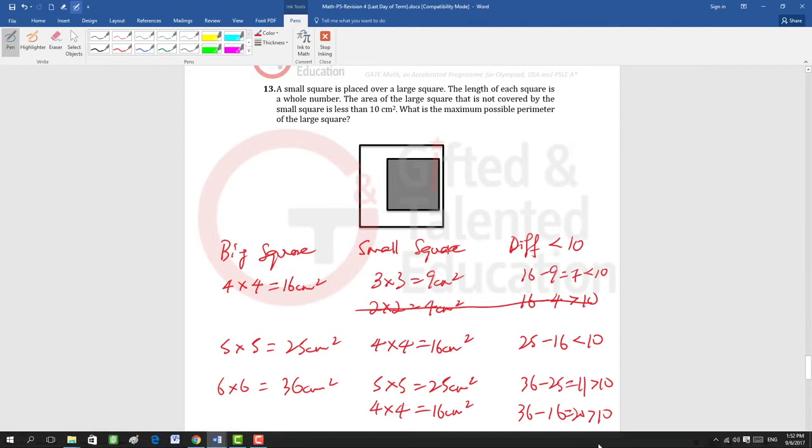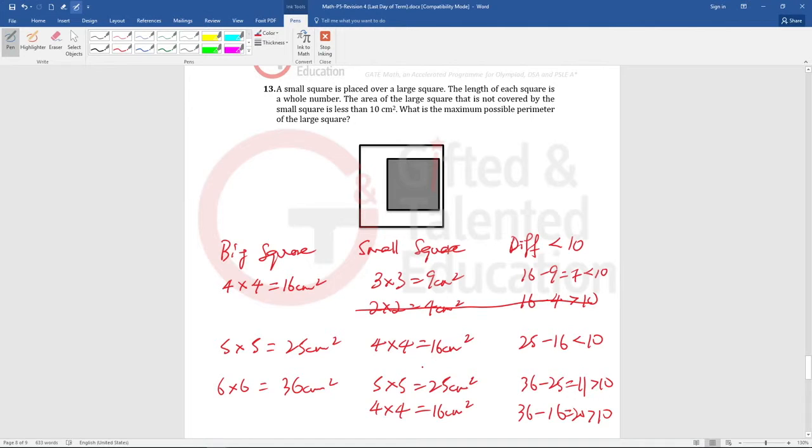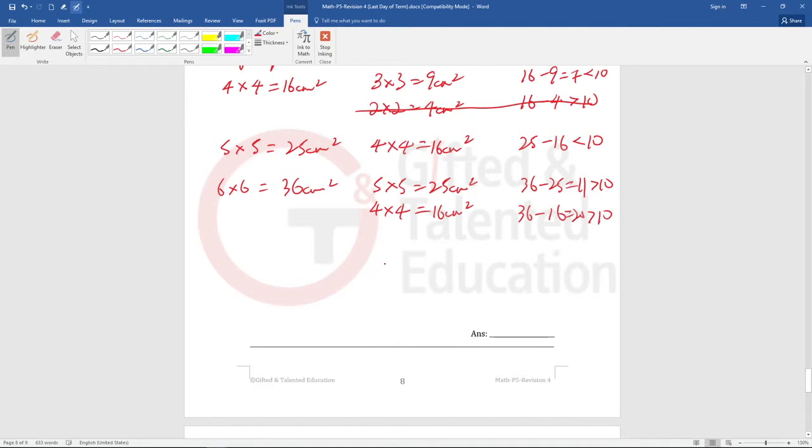So, the further we decrease the area of the small square, the higher the difference we get. So, if we further decrease the area of the small square, we further increase the difference.